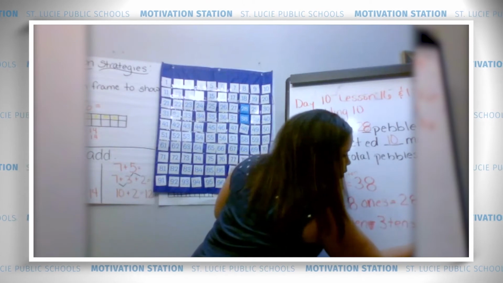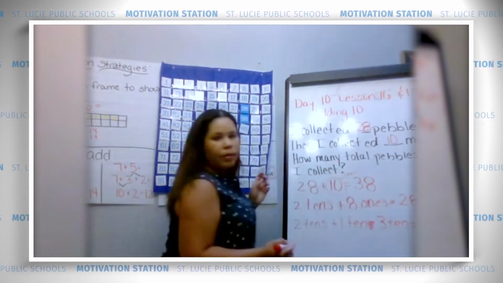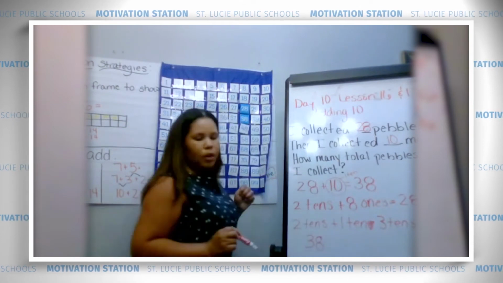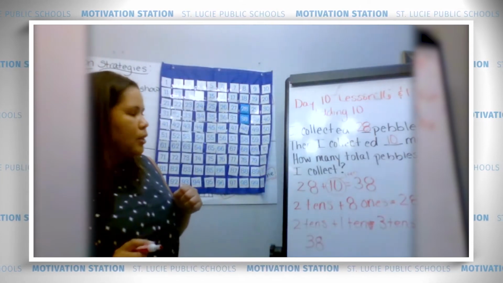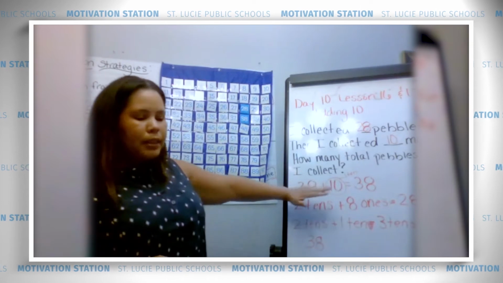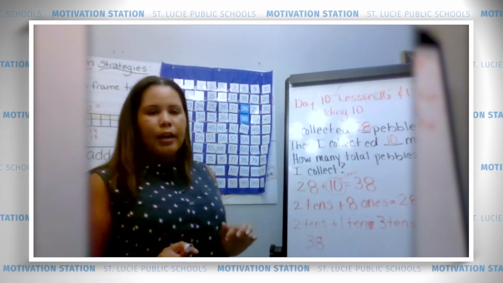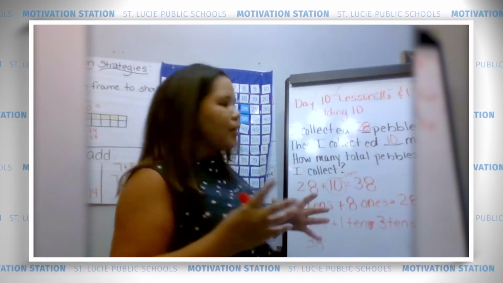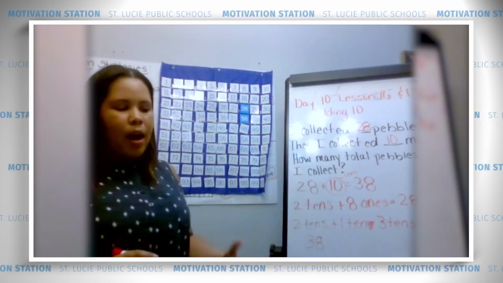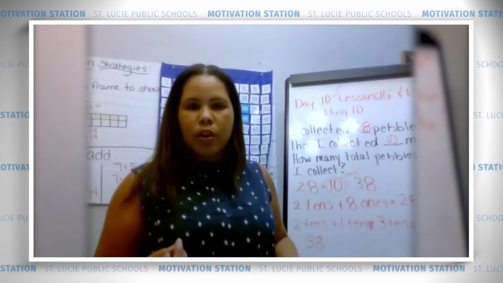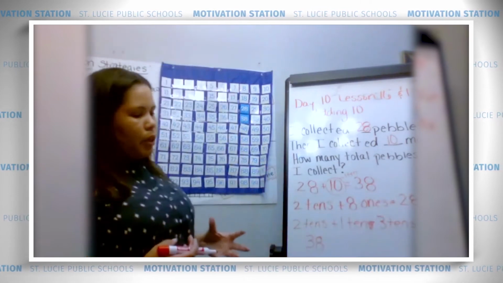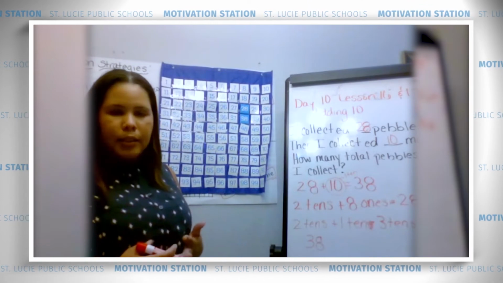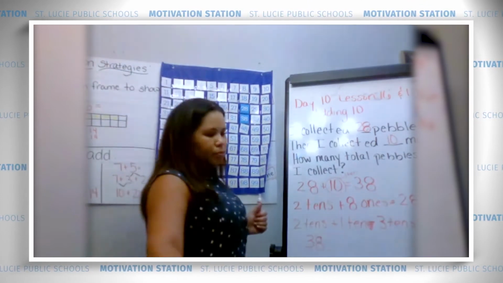8 ones. Excellent, boys and girls. 38. 3 tens plus 8 ones is 38. So 28 plus 10 is 38. This is breaking down the numbers. We're breaking them down mentally. I know this seems like a lot right now in the beginning because we're learning how to break these numbers up into tens and ones. But the more we do it and the more we practice, the better we get.